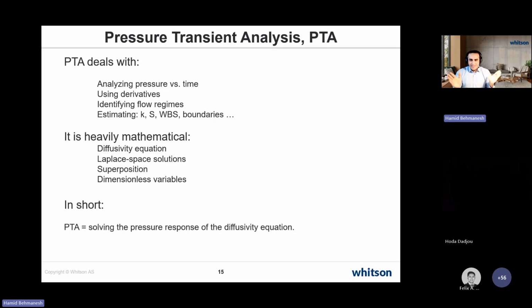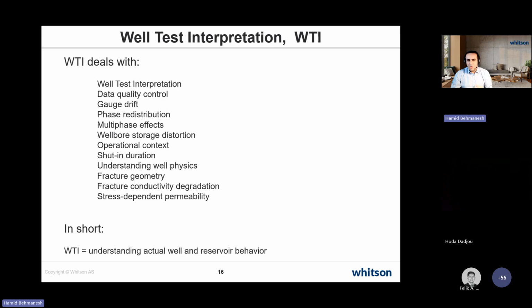It's dealing heavily with math. It's dealing with the diffusivity equation, Laplace, superposition, those sorts of stuff. So essentially, it's a solution to a problem, solving the pressure response with the diffusivity equation. What goes beyond that is well-test interpretation. Well-test interpretation is a big umbrella with the PTAs underneath this umbrella.